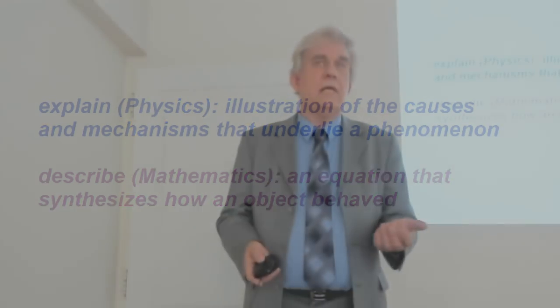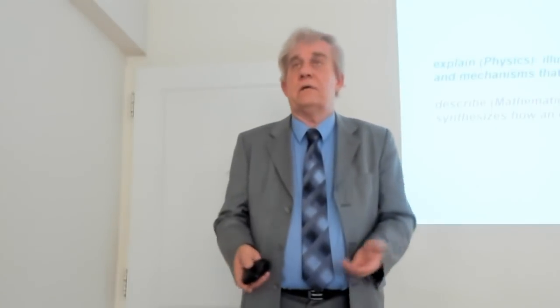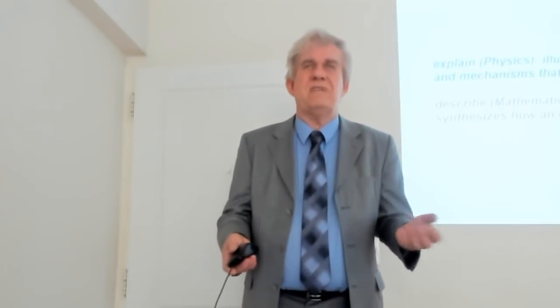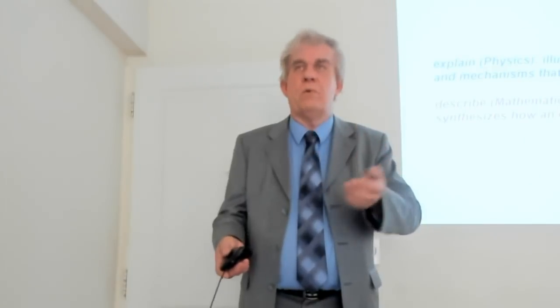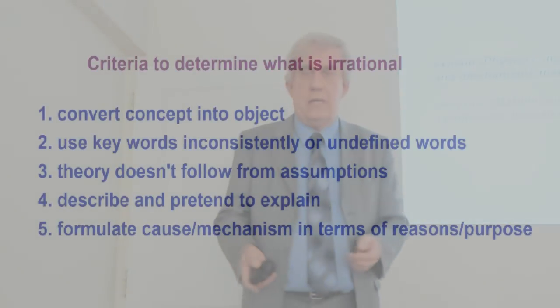You can say a lion ran at 60 miles per hour. That's just a description. You still haven't explained anything with that number, with that equation, with whatever you put forth.